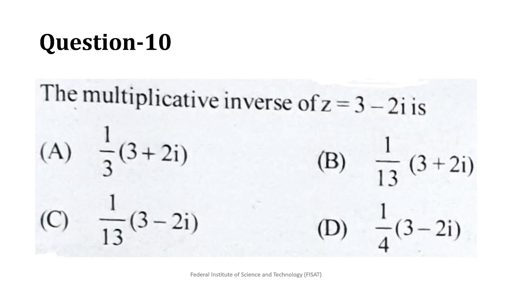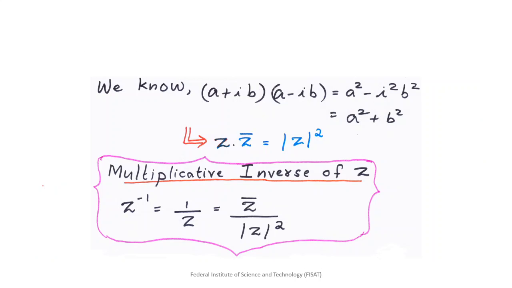Multiplicative inverse of z equal to 3 minus 2i. In order to find the multiplicative inverse, z inverse is called the multiplicative inverse. It is given by 1 by z equal to z bar by mod z square. This formula is obtained from this one.